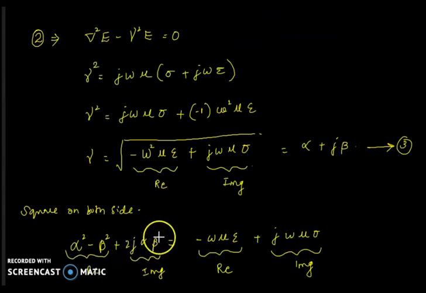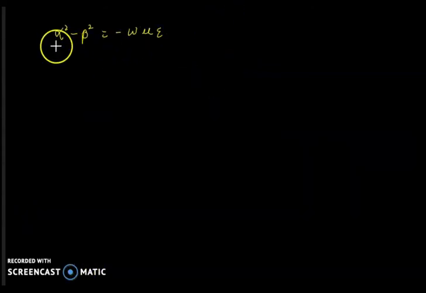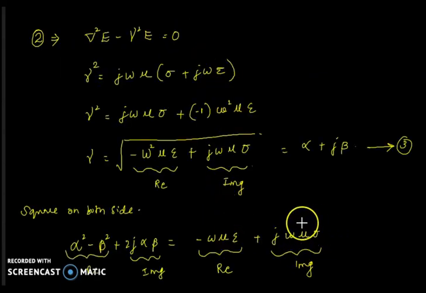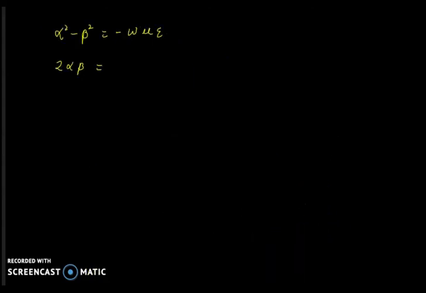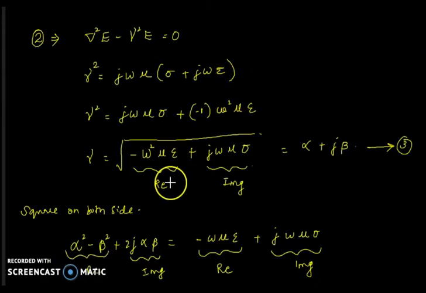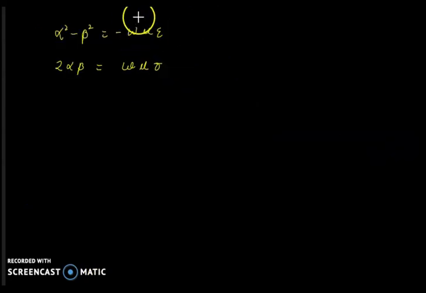Similarly, 2 alpha beta is equal to omega mu sigma. Sorry, there is a slight mistake: this is minus omega square, so here also minus omega square.